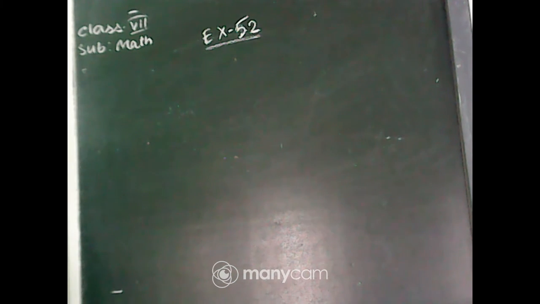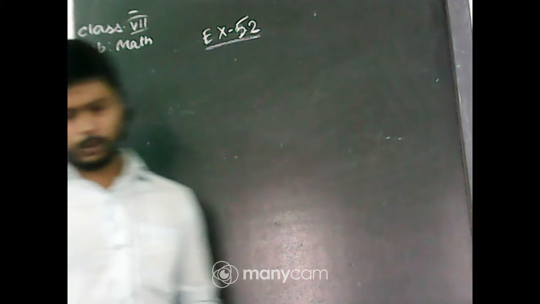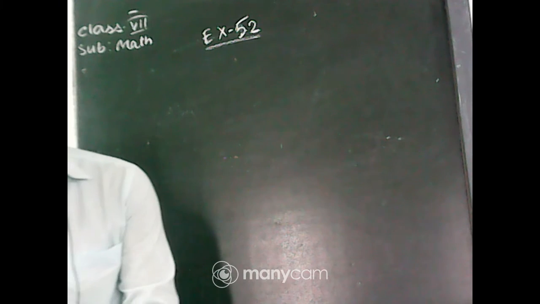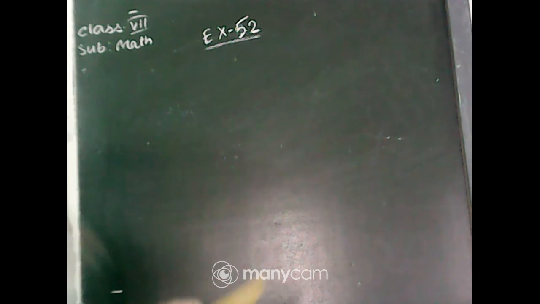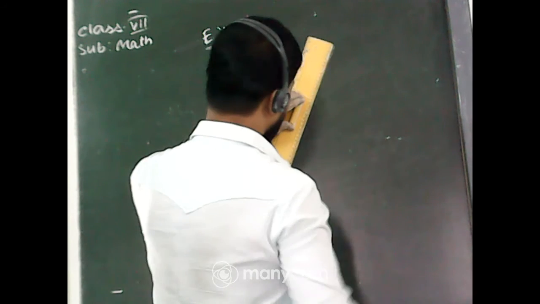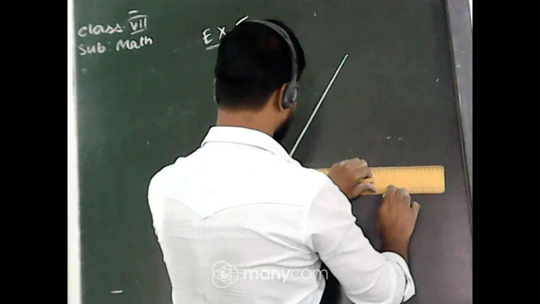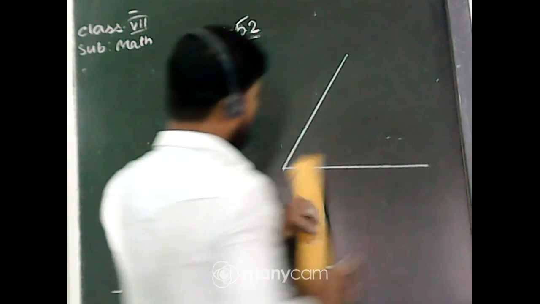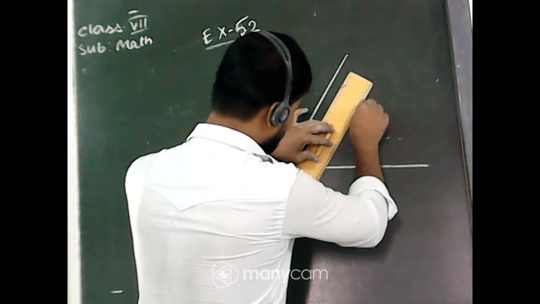Okay, just have a look at the question. Question number 5 says that in the given figure, the arms of two angles are parallel to each other. So let's draw the diagram. We have to draw two angles such that their arms are parallel to each other. Okay, so let us draw one angle, this. And there is another angle such that the arms are parallel to each other.